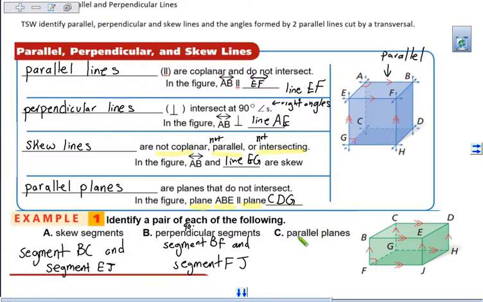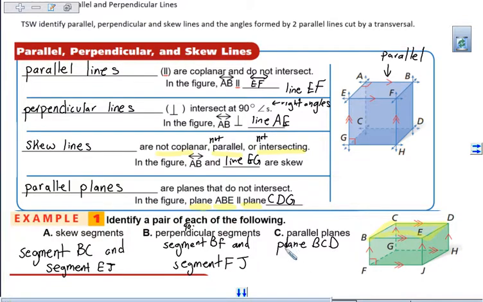And our next example, we're looking at parallel planes. So remember, you need 3 points to name a plane. So I'm going to use this top plane and say plane BCD.